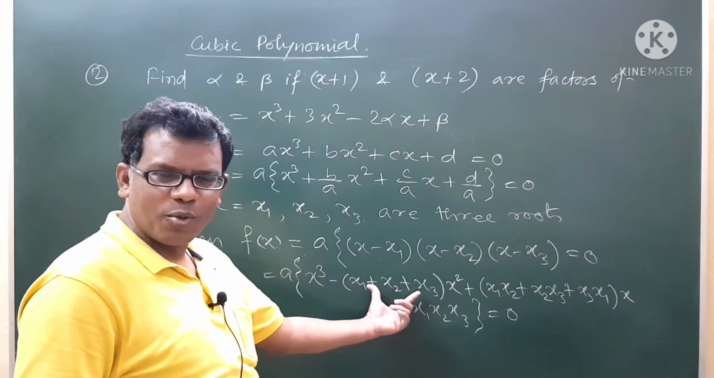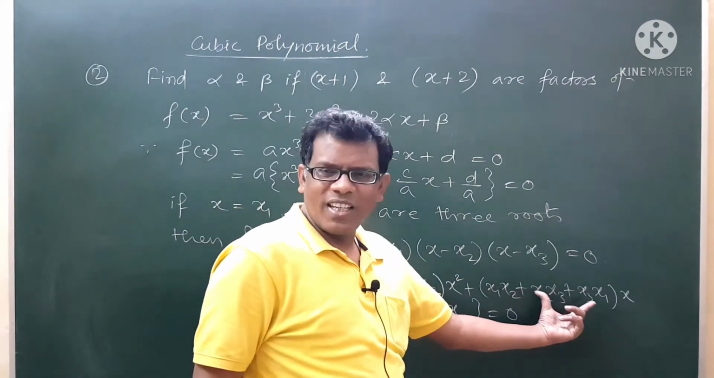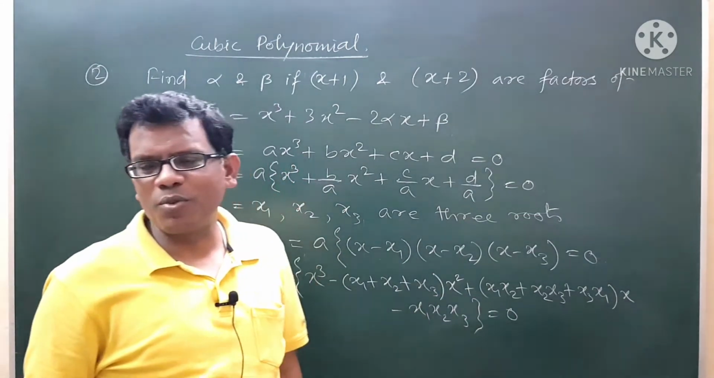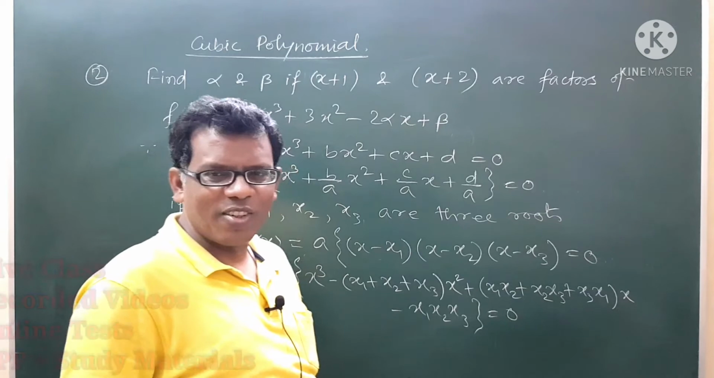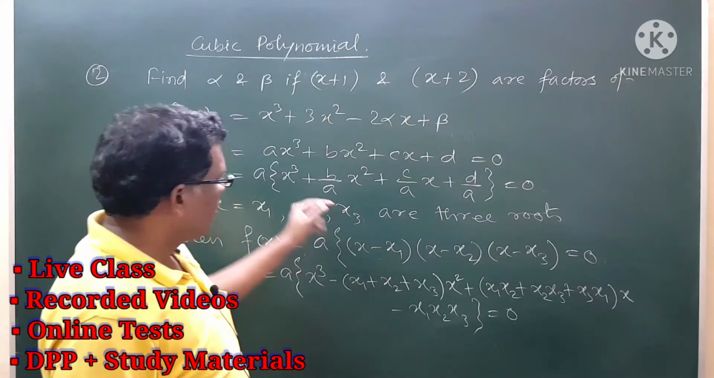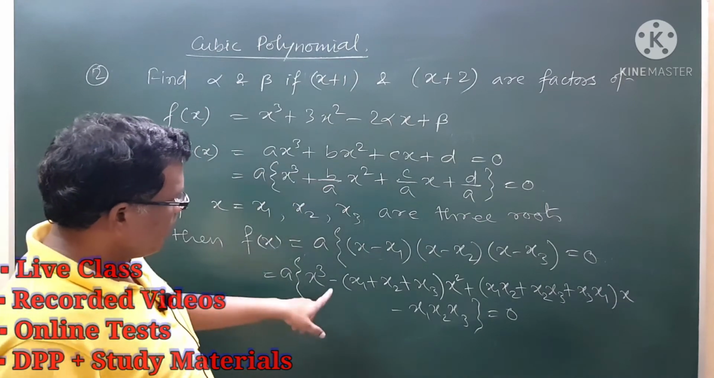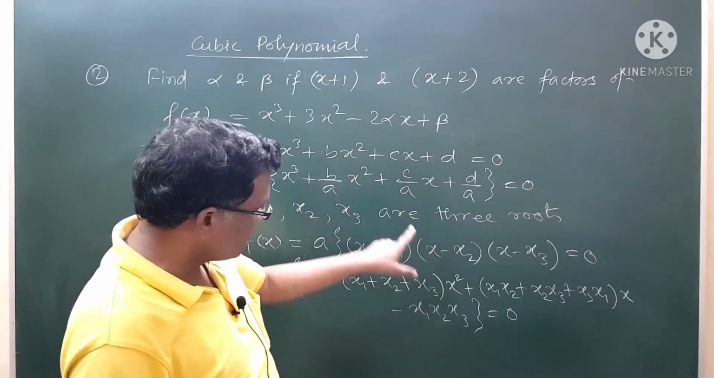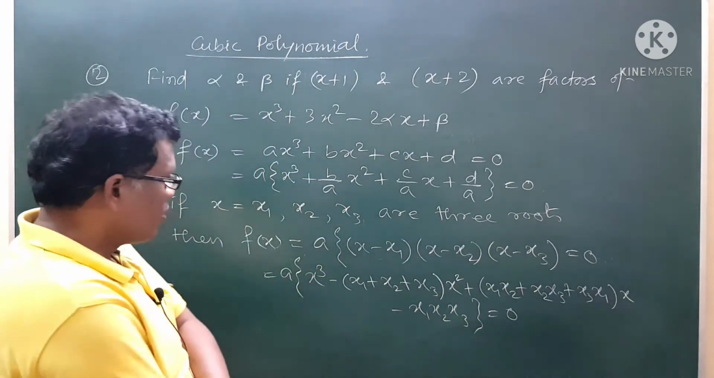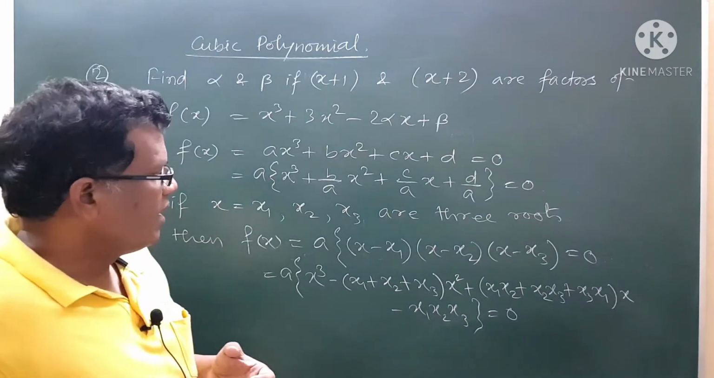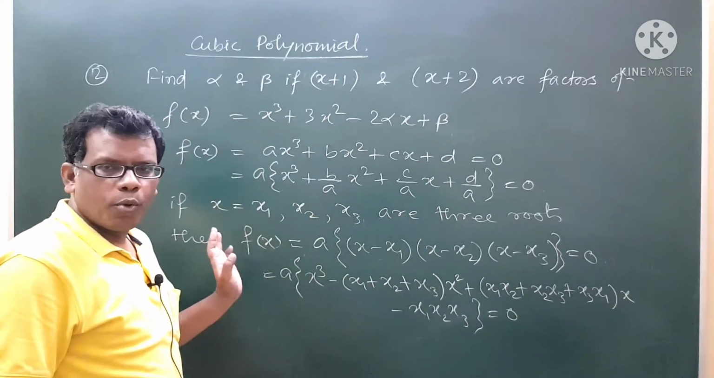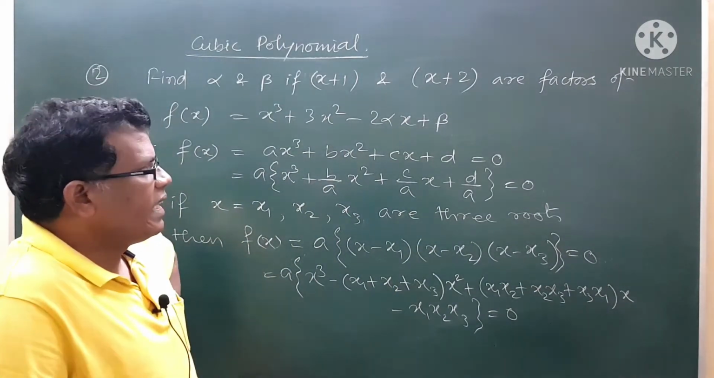In this simplified form, the coefficient is minus b by a, the sum of the roots. The sum of products of roots taken two at a time is c by a, and the product of the roots is minus d by a, isn't it? Yes. So this is the general form. Instead of b by a I can write this, instead of c by a I can write this, instead of minus d by a I can write this. So that means every polynomial can be written in the product form of all linear factors.